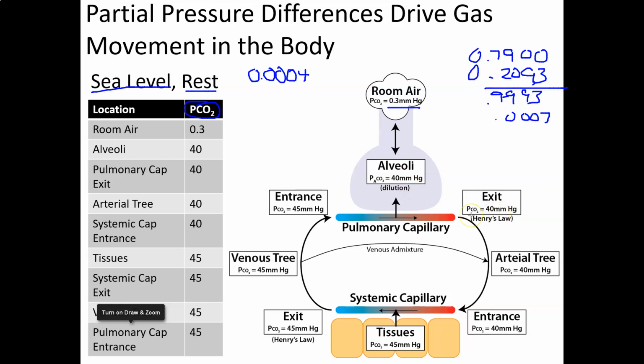Well, the exit of the pulmonary capillary, because of Henry's law, is going to be 40. So this is 40, and because of Henry's law, this is 40 as well. As it travels through the arterial tree, there is some venous admixture. It does have a slightly higher CO2 content, and you could argue this goes to 41 maybe. But let's stay with these bigger numbers. We're going to say it's not big enough to affect it. So the entrance of the systemic capillary, the partial pressure of carbon dioxide is going to be 40 still.